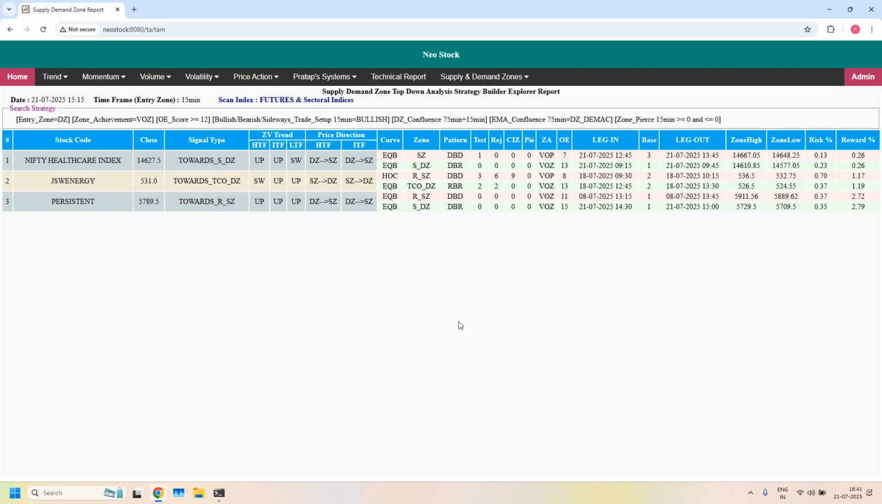Provide lesson 20 checklist items are satisfied. That is very, very important. Okay, next let us look into LTF, ITF and HTF demand zone confluence supported stocks. That is 15 minutes, 75 minutes and daily. All three demand zones should overlap with each other.